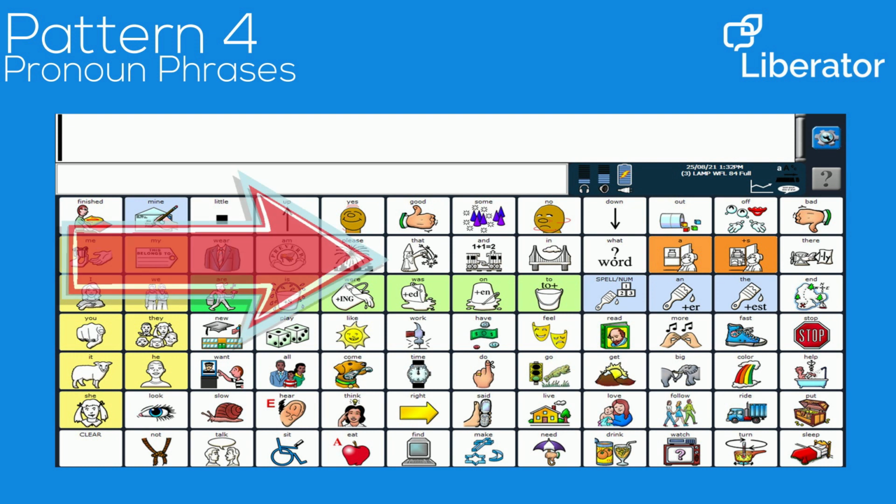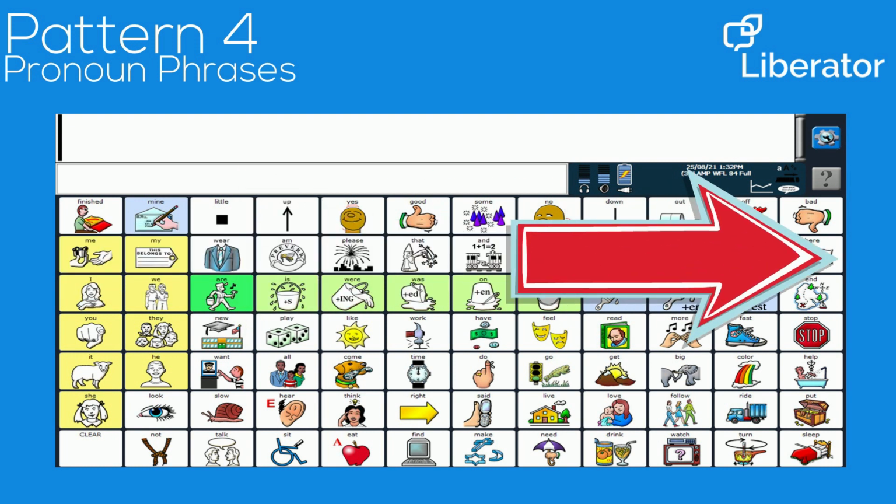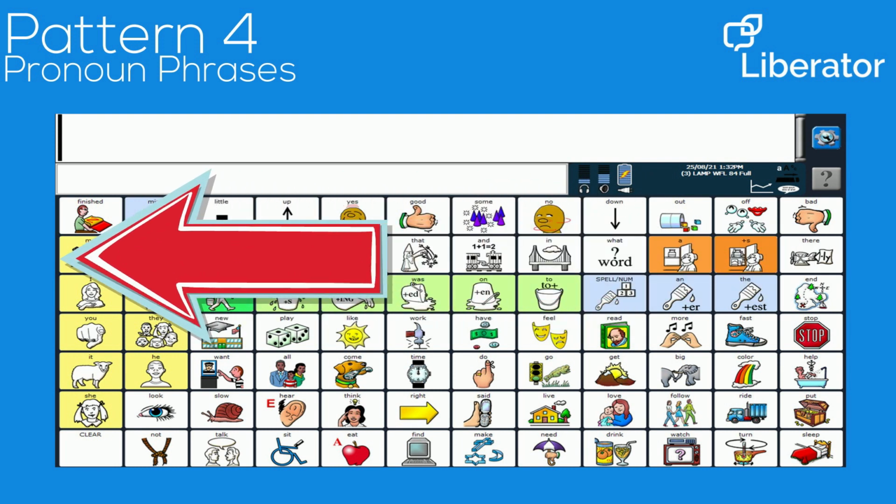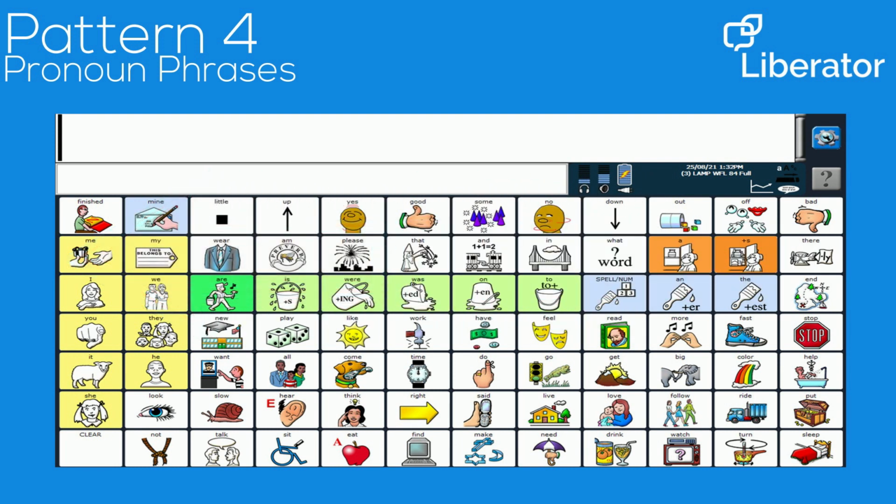For statements, the sequence moves right over the screen, and for questions, the sequence moves left. Which means that for statements, you'll begin by hitting a pronoun which is on the left and then move right across the screen to hit a category button. And for questions, it's just the opposite. You'll begin by hitting a category button on the right and then move left across the screen to hit a pronoun. Let's have a look at this in action.